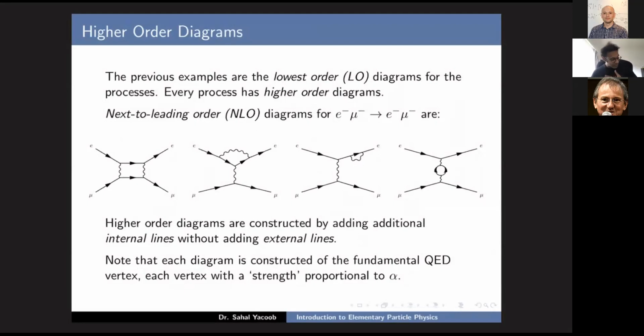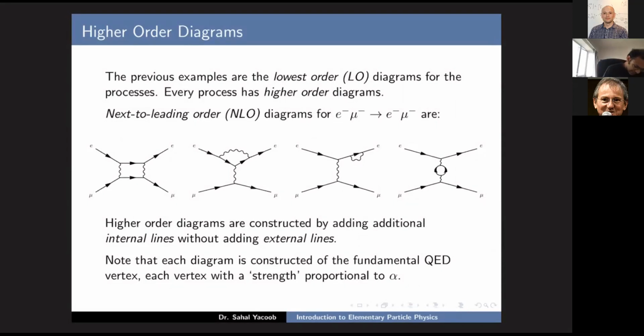Unfortunately, that's not the full set for any interaction. The previous examples are what are called the lowest order diagrams for a process. The order has to do with the number of factors of alpha that are in the calculation. For every process, there are higher order diagrams.